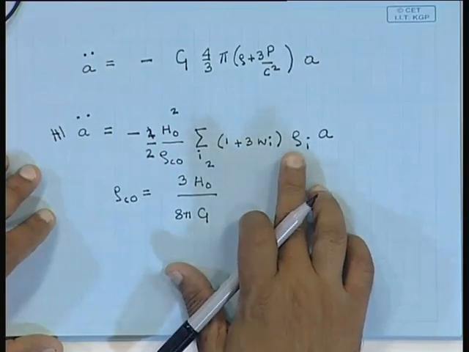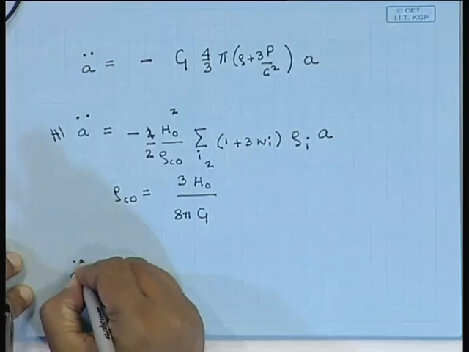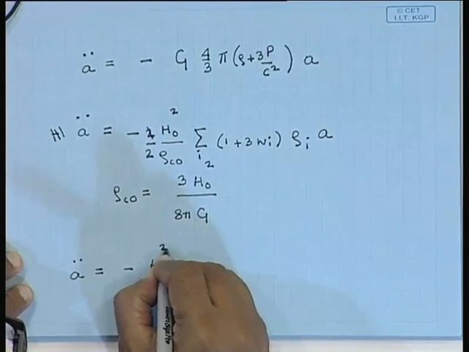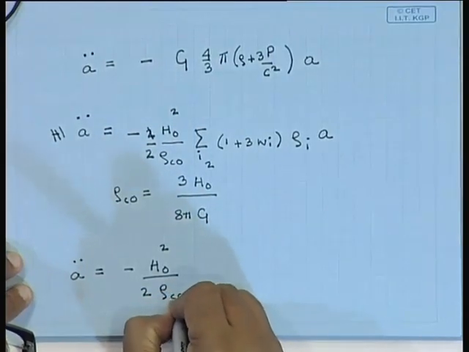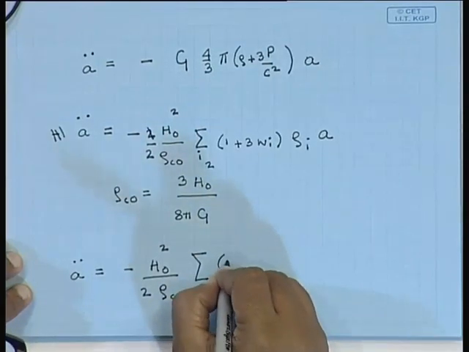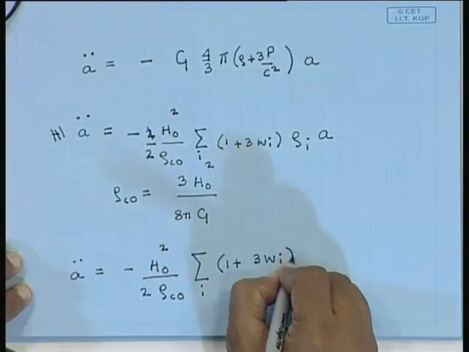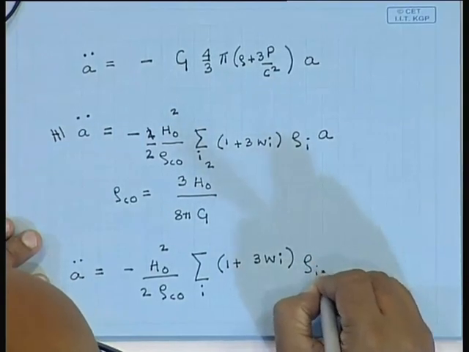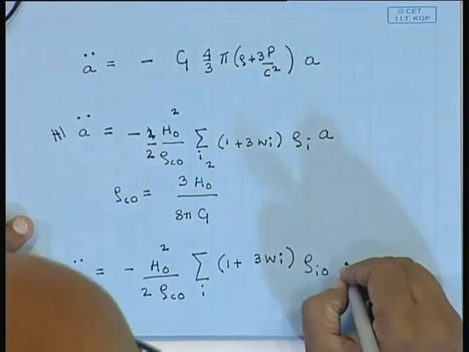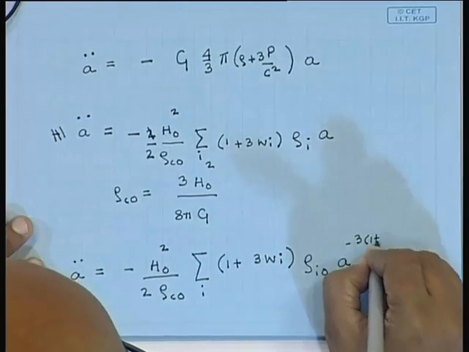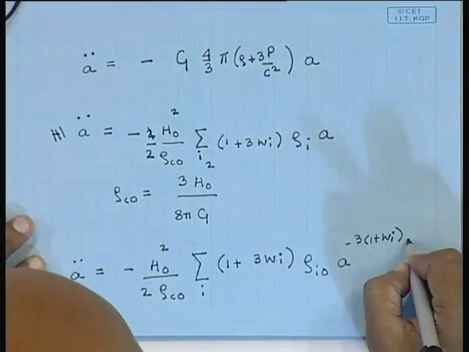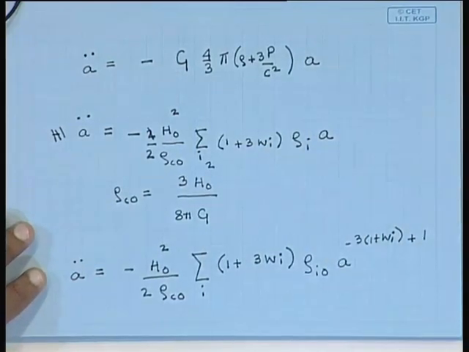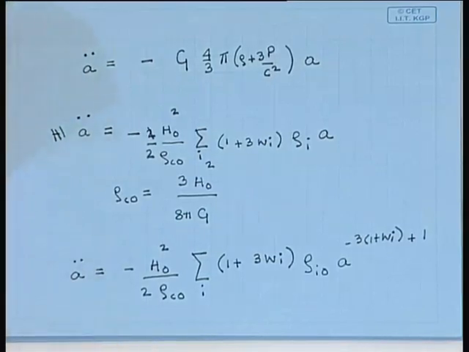And for each component rho I, I can write it in terms of its present density, rho I naught, into a to the power minus 3 (1 plus w). This is something that we have done, I am just repeating it again, plus 1.